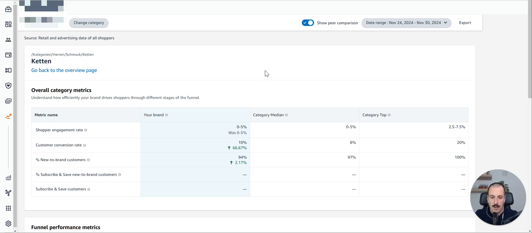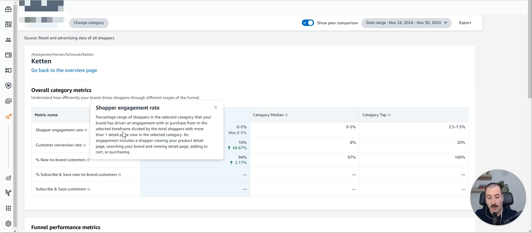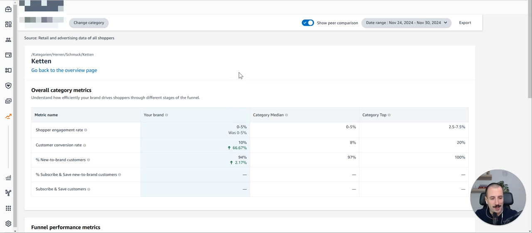The first thing you can see over here is the overall category metrics, to understand how your brand drives shoppers through different stages of the funnel. So you have shopper engagement rate. And as I said, whenever you have that I button, always hover over it to see what it actually means. Shopper engagement rate is the percentage of shoppers in the selected category that your brand has driven an engagement with or purchased from in the selected time frame, divided by the total shoppers.